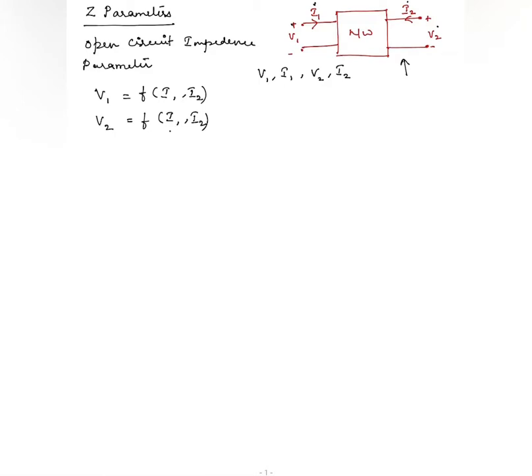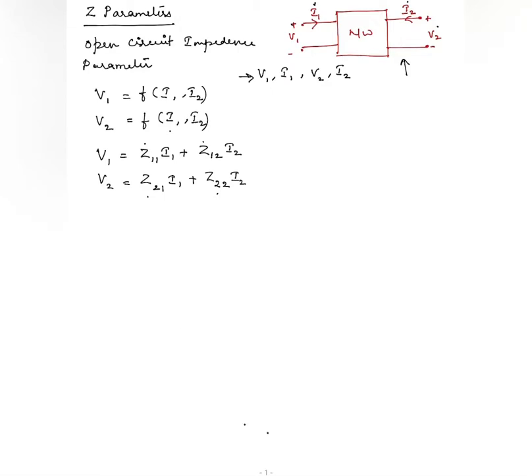How they are represented is given by the Z parameter equations: V1 is equal to Z11 I1 plus Z12 I2, and similarly V2 is equal to Z21 I1 plus Z22 I2. So the basic parameters remain the same, and the only addition is the Z parameters, which are four in number: Z11, Z12, Z21 and Z22. Here V1 and V2 are functions of I1 and I2.